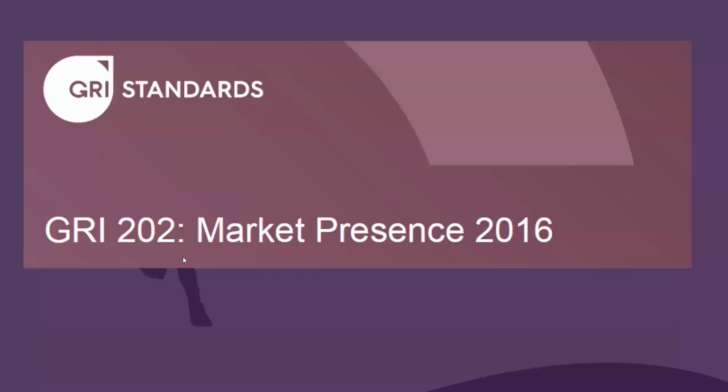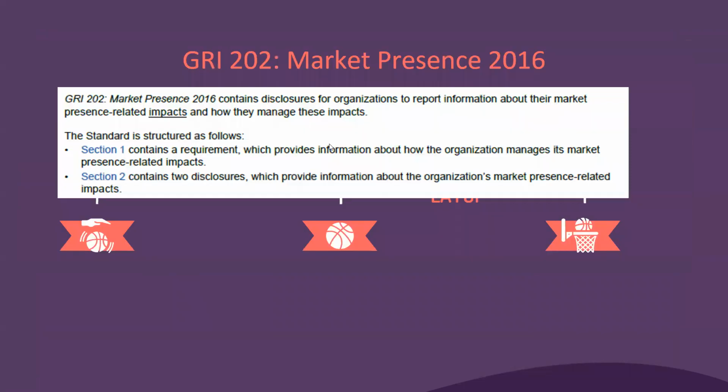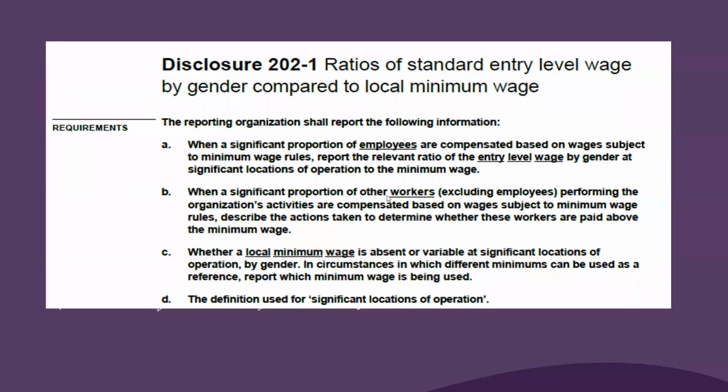Next, we have GRI 202 market presence. Again, it was released in 2016. So market presence contains disclosures for organizations to report information about their market presence related impacts and how they manage these impacts. So section 1 contains information about how the organization manages its market presence, and then section 2, ito na yung mga related disclosures. So there are two.